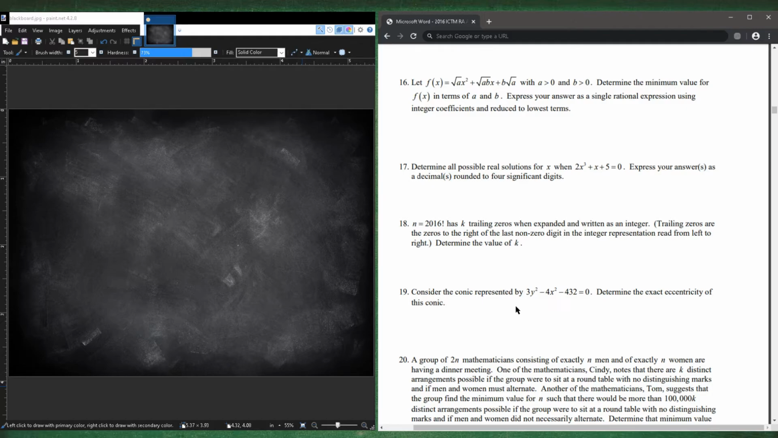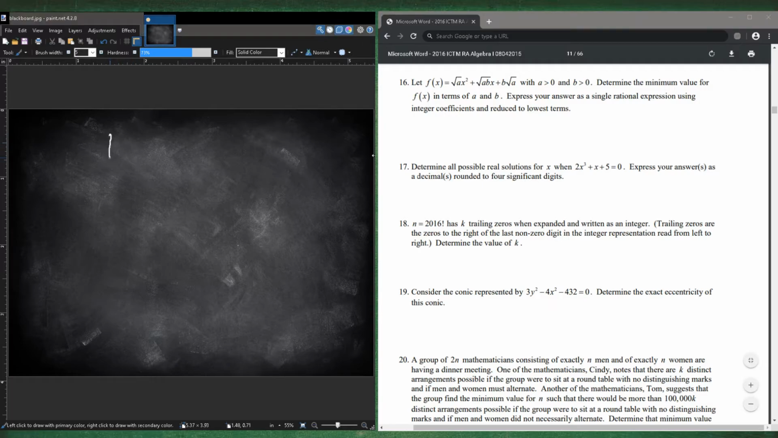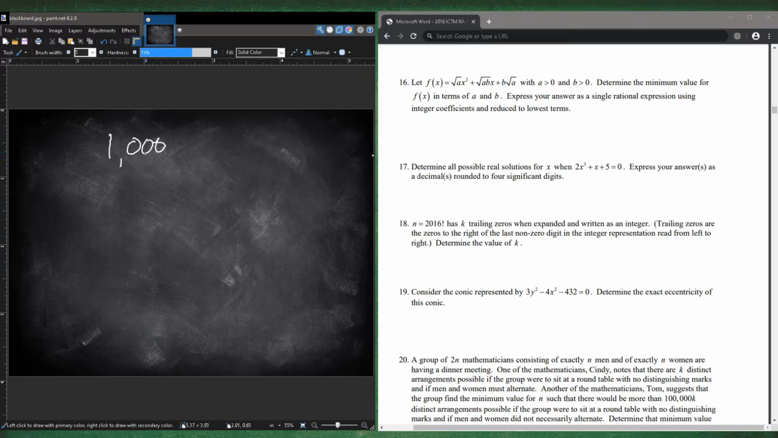18. N is equal to 2016 factorial, and it has k trailing zeros. Trailing zeros are like in 1000, where there are three trailing zeros. Or if you have 10320000, there's four trailing zeros, even though this zero is in between. Trailing zeros are everything at the end. If there's a 1 at the end, that means there are no trailing zeros.